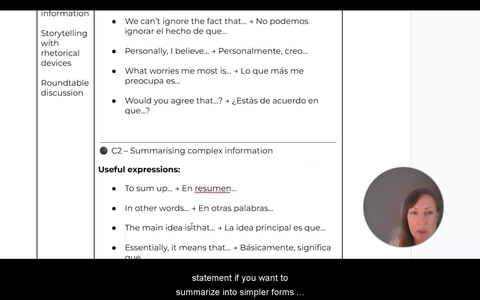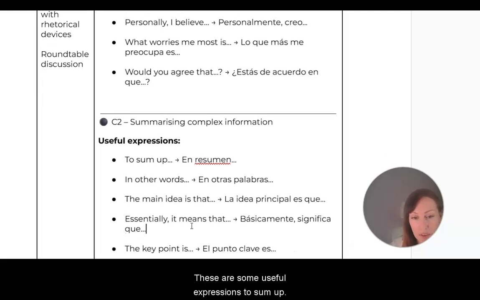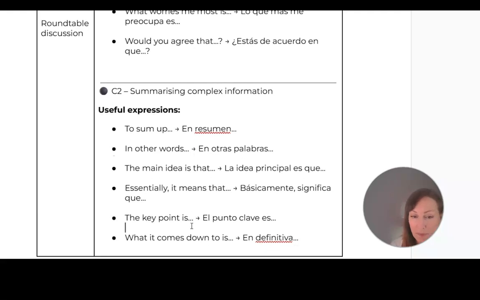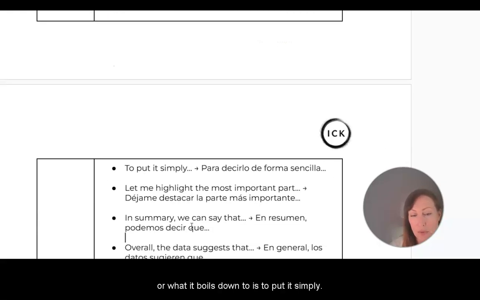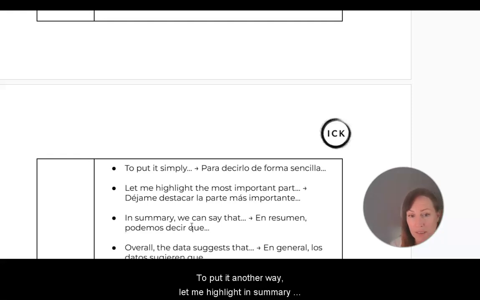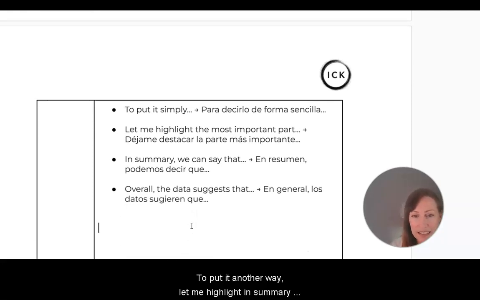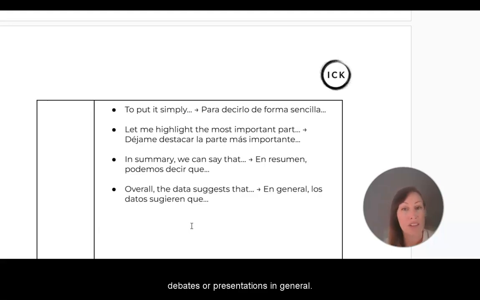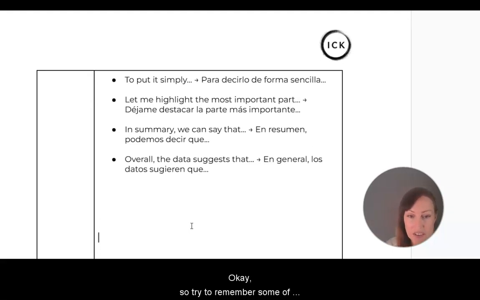If you want to summarize into simpler forms or into smaller, these are some useful expressions. To sum up. In other words, the main idea, essentially, the key point, what it comes down to is, or what it boils down to is. To put it simply, to put it another way, let me highlight, in summary and overall. So those are good for debates or presentations in general. Okay, so try to remember some of those.